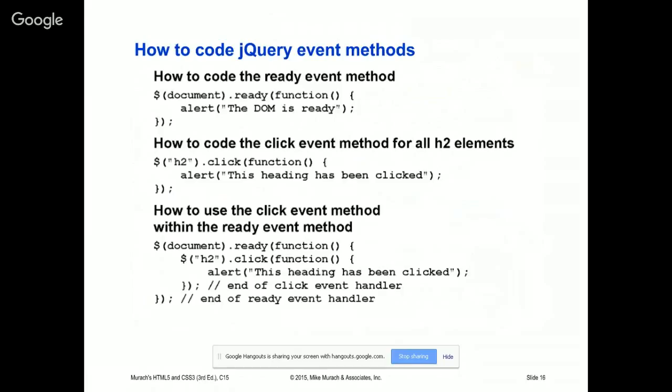And a function is a programming term which refers to a block of code. And this particular function is an anonymous function because it doesn't have a name. So it's just a sign.